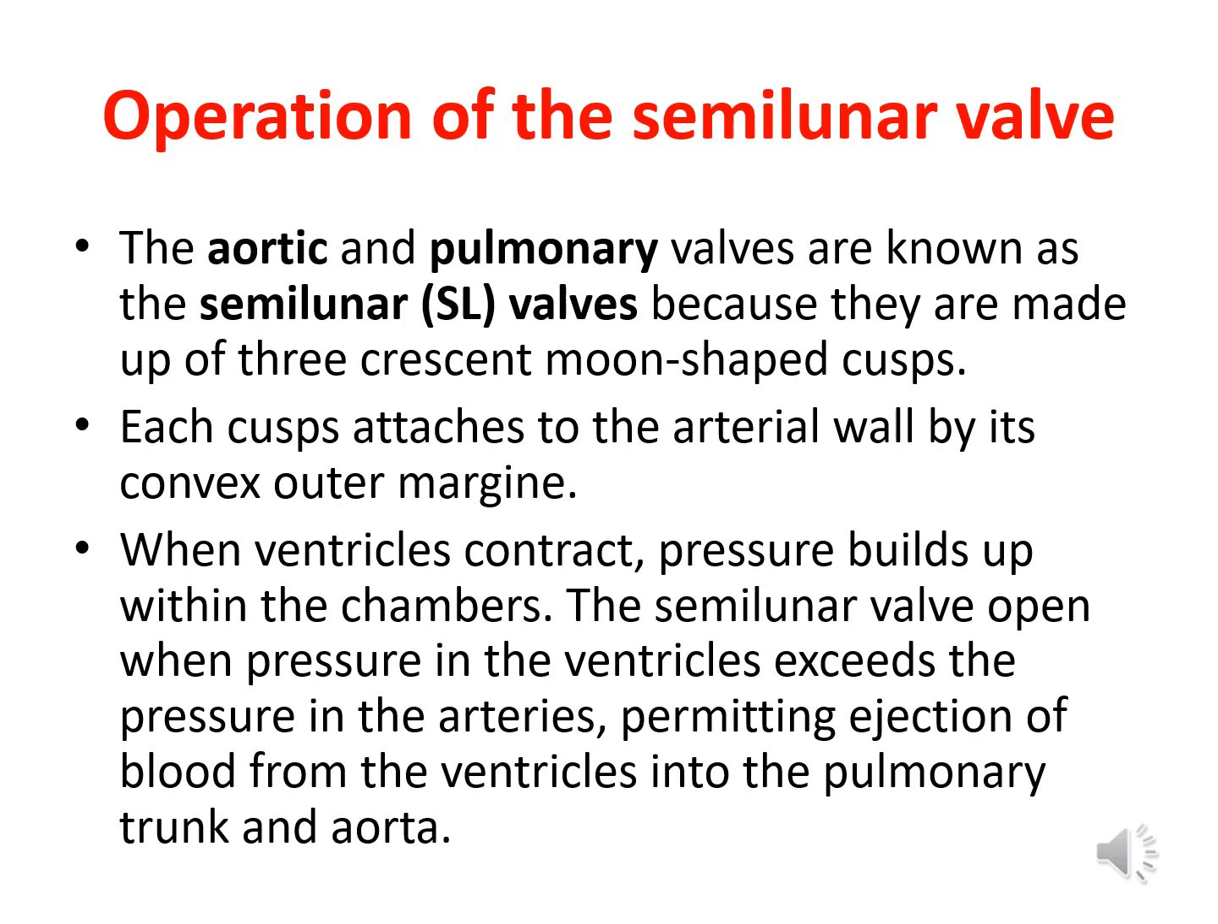Operation of the semilunar valves. The aortic and pulmonary valves are known as the semilunar valves because they are made up of three crescent moon-shaped cusps. Each cusp attaches to the arterial wall by its convex outer margin. When ventricles contract, pressure builds up within the chambers. The semilunar valves open when pressure in the ventricles exceeds the pressure in the arteries, permitting ejection of blood from the ventricles into the pulmonary trunk and aorta.